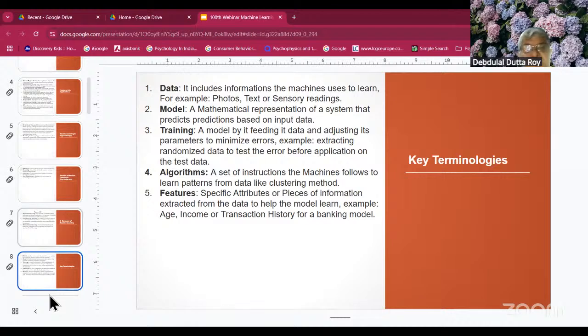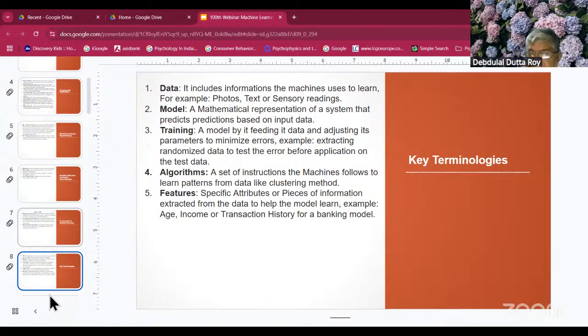Now the key terminologies of machine learning. First one is the data. It includes information the machines use to learn, for example, photo, text, or sensory readings. Model, a mathematical representation of a system that makes predictions based on the input data. Training, feeding a model data and adjusting the parameters to minimize errors. Example, extracting randomized data to test the error before application on the test data.